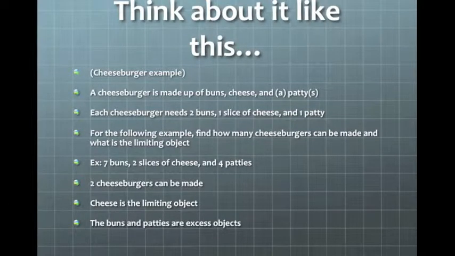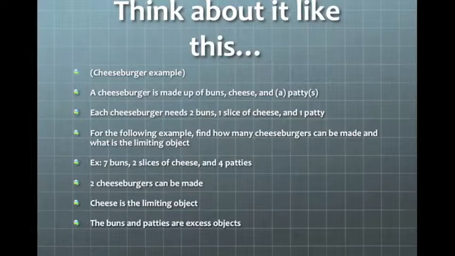Think about it like this. A cheeseburger is made up of buns, cheese, and a patty. Each cheeseburger needs 2 buns, 1 slice of cheese, and 1 patty. For the following example, find how many cheeseburgers can be made and what is the limiting object.